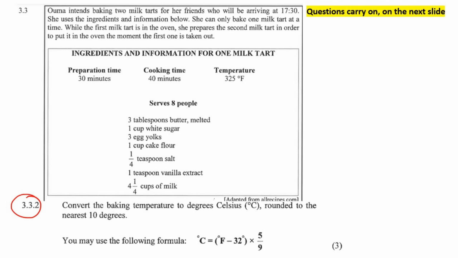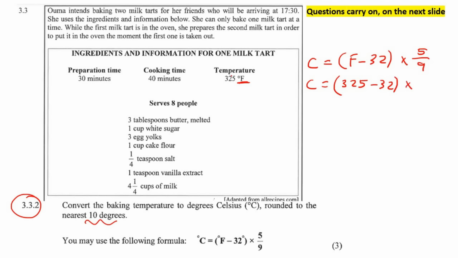So here's the next part. It says convert the baking temperature to degrees Celsius. Because here we've got the baking temperature, but it's in Fahrenheit. So they want us to convert the baking temperature to degrees, rounded to the nearest 10 degrees, and you can use the following formula. C, or Celsius, is equal to Fahrenheit minus 32 multiplied by 5/9. So you're just going to put the Fahrenheit temperature in over there, and then type it on the calculator, just like that. Wherever you see a bracket, put a bracket.